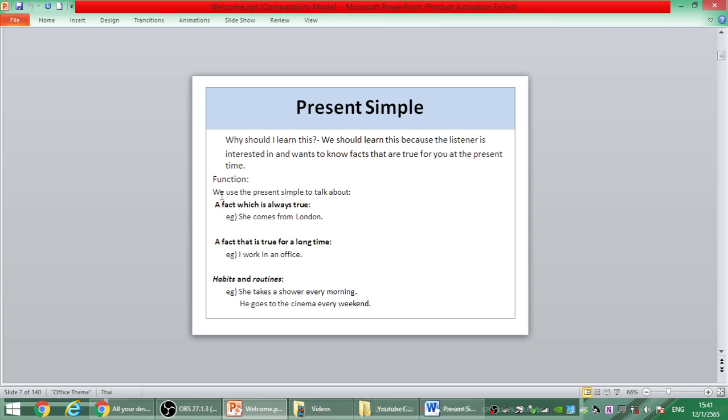So the function of the present simple is we use it to talk about a fact which is always true. So for example, she comes from London. A fact that is true for a long time. Example, I work in an office. Habits and routines. She takes a shower every morning. He goes to the cinema every weekend.